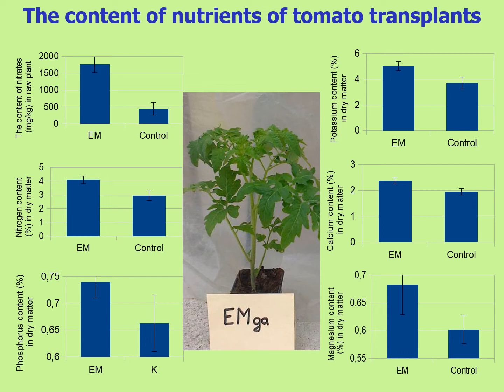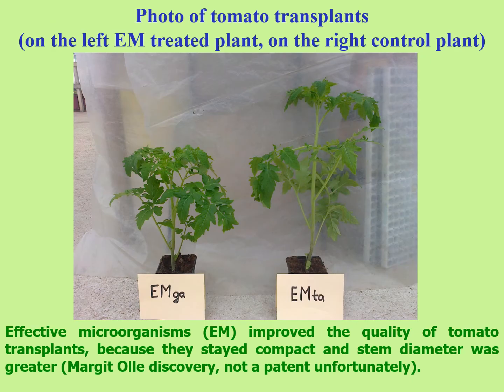It is unusual that all elements that you are analyzing are giving positive results in a research. So I found that the content of nitrates, the content of nitrogen, the content of phosphorus, the content of potassium, the content of calcium and the content of magnesium were all higher in EM treatments than in control.